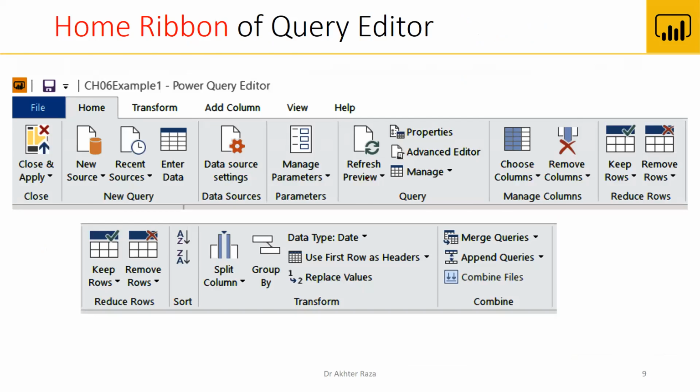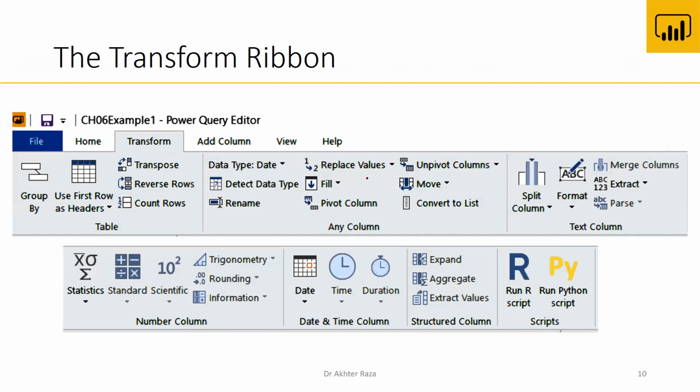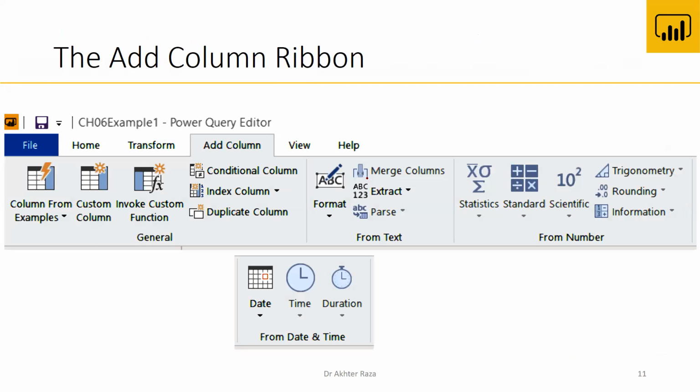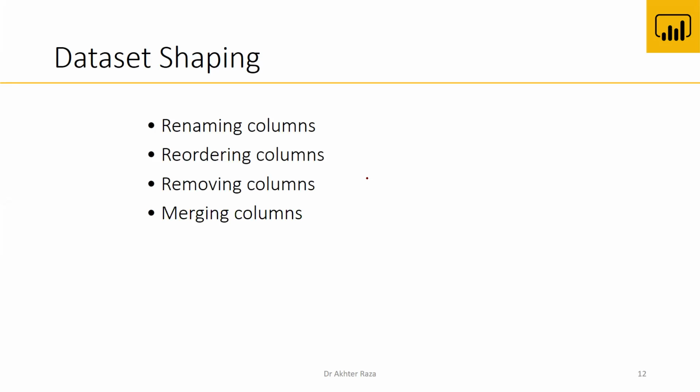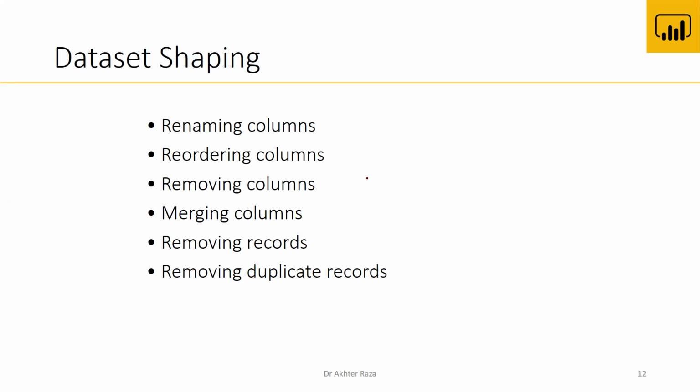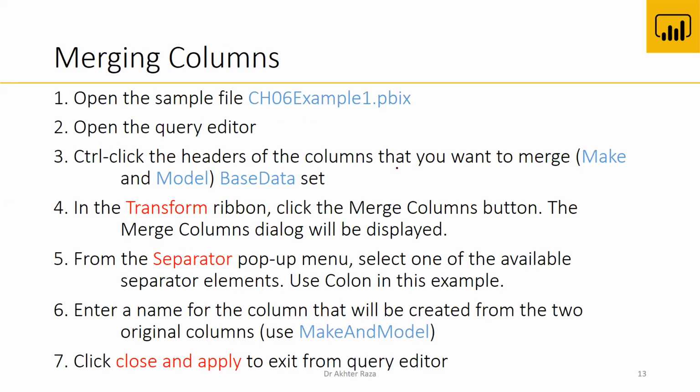The different options are here. I am not going to switch to these options one by one because in the previous lab, in the previous recording, I did that. But I want to do some actions here. What we can do with the query editor: renaming columns, reordering columns, removing columns, merging some columns, removing records, duplicating records, and filtering the data sets. Merging columns is the first option that we want to describe.